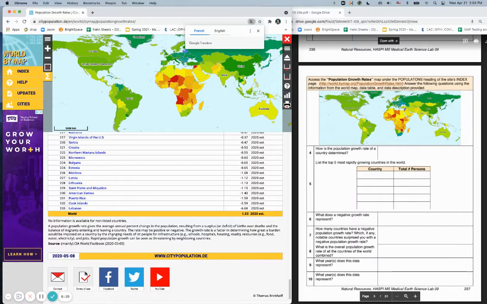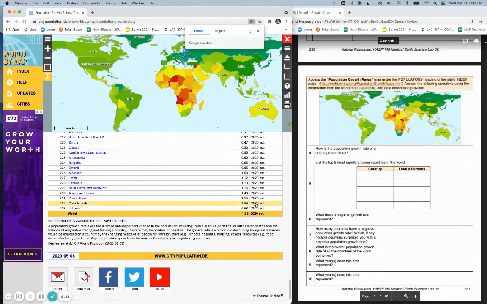So population growth gives the average percent change in the population resulting from a surplus or deficit of births over deaths and the balance of migrants entering and leaving a country. So they take all the people born and all the people entering a country and compare it to all the people who die and all the people who leave a country. And if there's more people who are born and enter a country than die and leave a country, then you're going to have a positive population growth. But if more people are dying than are being born, or more people are leaving than are being born and entering, then you're going to have a negative population growth.